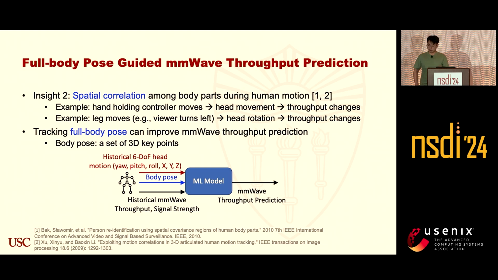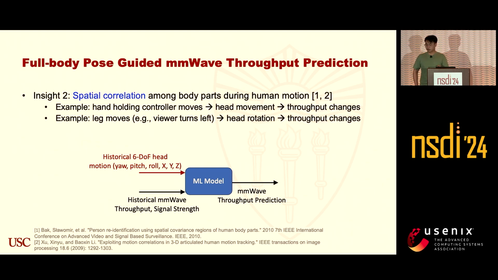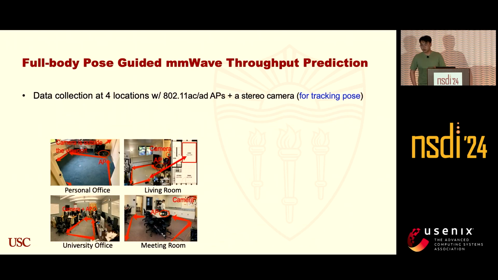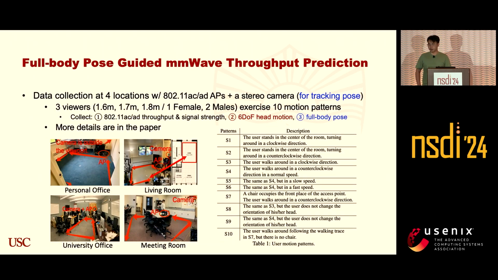So our intuition is that by checking full body pose as an addition and using that as an additional feature to the prediction model, we can further improve the prediction accuracy. And in our paper, the full body pose is represented by a set of 3D key points, each corresponding to a body joint. So to evaluate how much benefit we can get from leveraging full body pose, we first collect some data under some realistic settings.